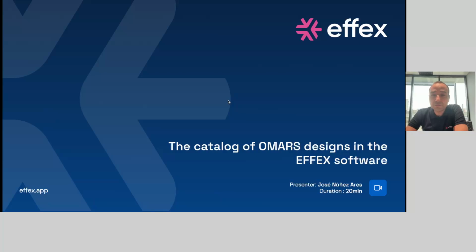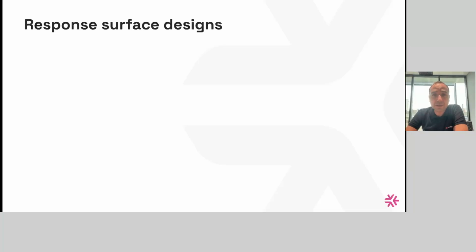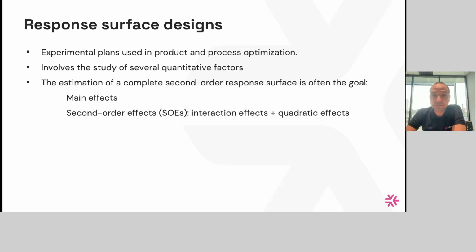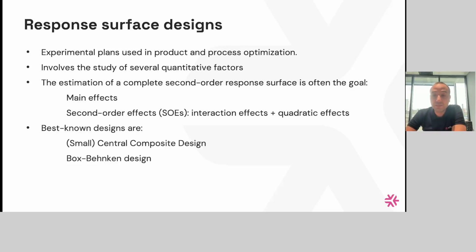So let's start by remembering what a response surface design was. These are experimental plans used in product and process optimization that involve the study of several quantitative factors, where the goal is usually to estimate a complete second-order response surface model that has main effects and second-order effects. This is two-factor interaction effects and quadratic effects. The best-known designs are the central composite design and the Box-Behnken design.